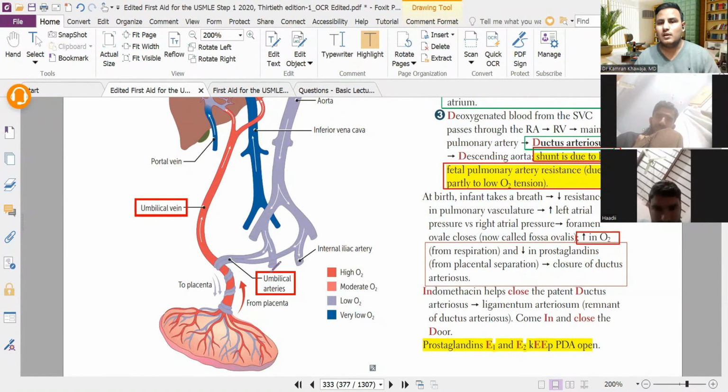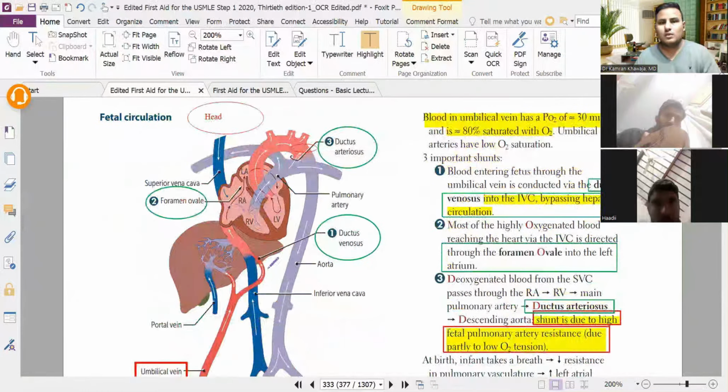अम्बलाइकल वेन हैज वेल ऑक्सीजनेटेड एंड अम्बलाइकल आर्टरी इज लेस ऑक्सीजनेटेड। ओके, तो आप सब में से एक ब्रेक लेना चाह रहे हैं 5 मिनट की?